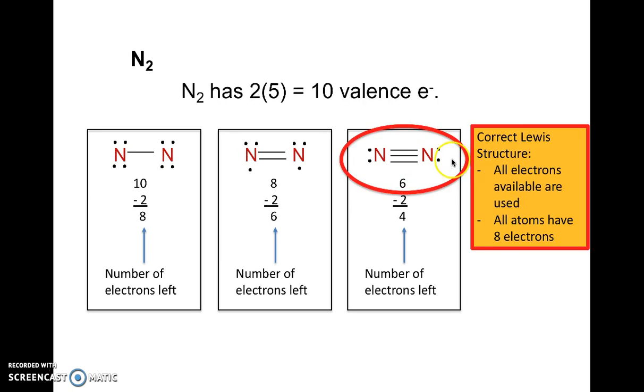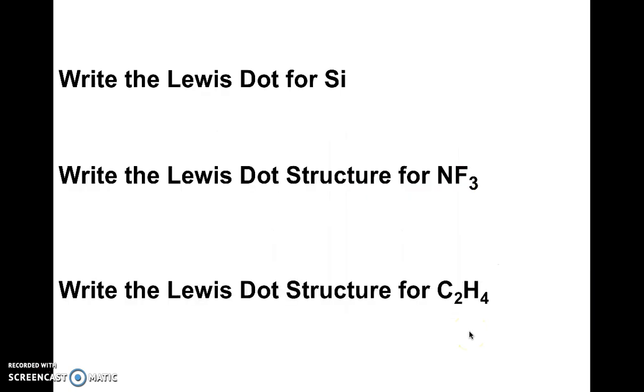So the correct Lewis structure has all of the electrons used. Right? I used 1, 2, 3, 4, 5, 6, 7, 8, 9, 10, which is what I had. And all of my atoms have 8 valence electrons.